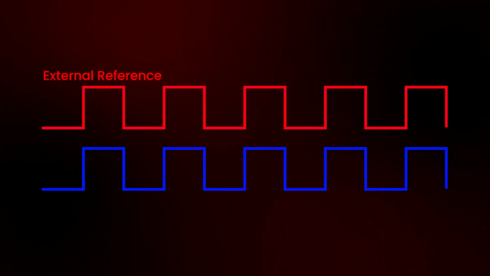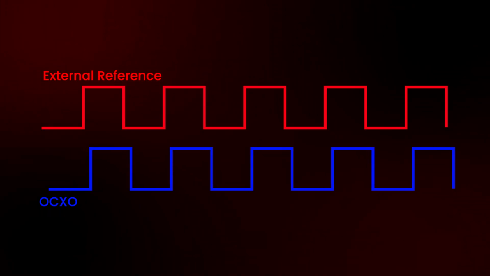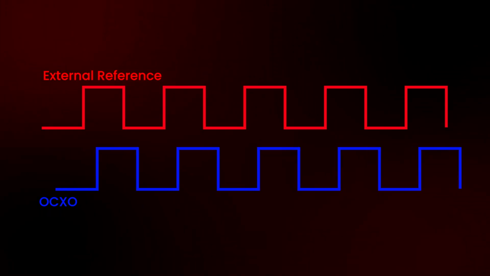Suppose we have two square signals of the same frequency. This red signal will be the external reference, and the blue one will be the OCXO's output. At the beginning, let's suppose that both signals aren't in sync. You can see here that this rising edge is not happening at the same time as this other edge. In fact, the OCXO's edge is happening after the first reference edge.